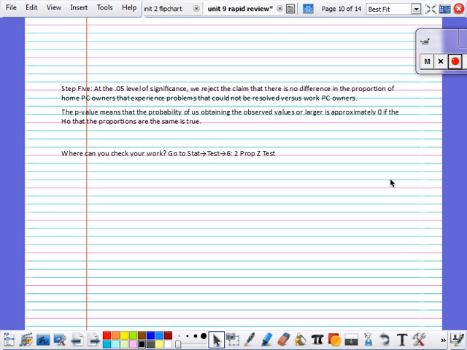What is a p-value? It means the probability of us obtaining our values, like our statistics, our p-hats. It's the probability of us obtaining our p-hats if the null hypothesis is true. So that's what I said: if the null hypothesis, and I just wrote that the proportions are the same, is true. Just remember it like that. One of them tells you if you're going to reject or fail to reject the null, and the second one is what the p-value is.